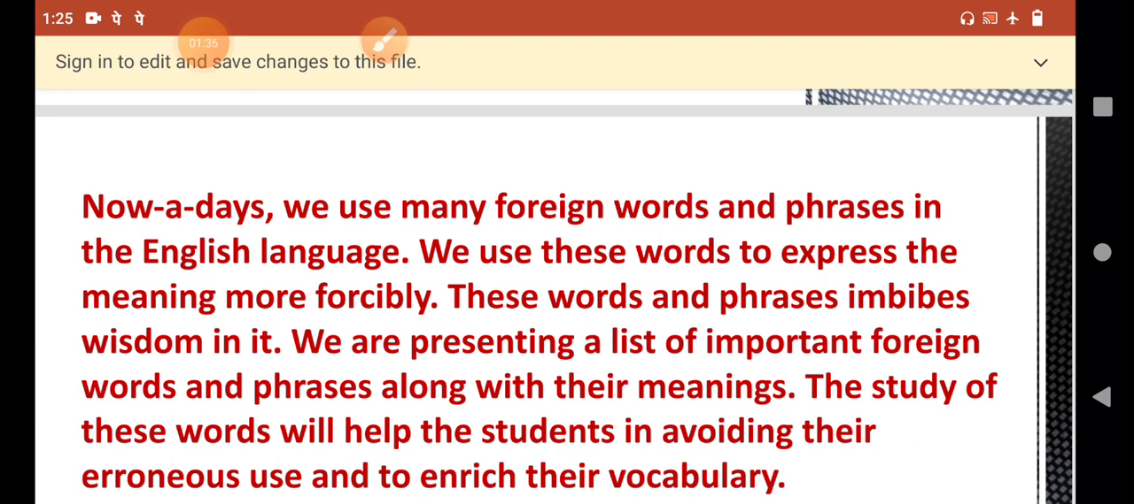Nowadays we use many foreign words and phrases in the English language. We use these words to express the meaning more forcibly. These words and phrases imbibe wisdom in them. We are presenting a list of important foreign words and phrases along with their meanings. The study of these words will help students in avoiding erroneous use, erroneous meaning to commit mistakes, and to enrich their vocabulary.